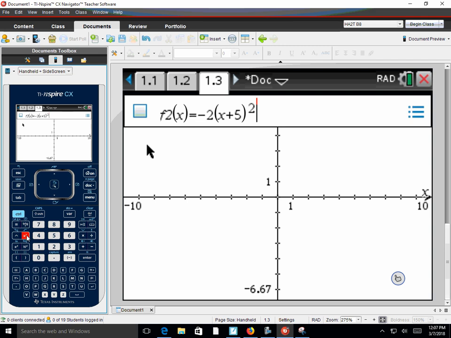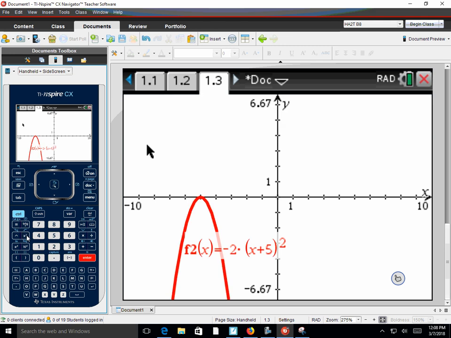Where would you predict this one is going to touch the x-axis? What are the 0 or zeros of this function? Jackie? -5. Okay, so let's take a look at the graph of this. There's -5. Jackie's right, it's touching the x-axis.